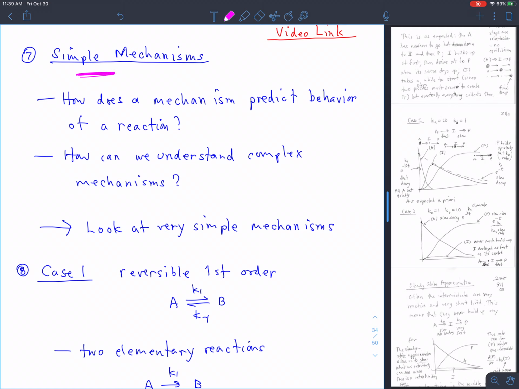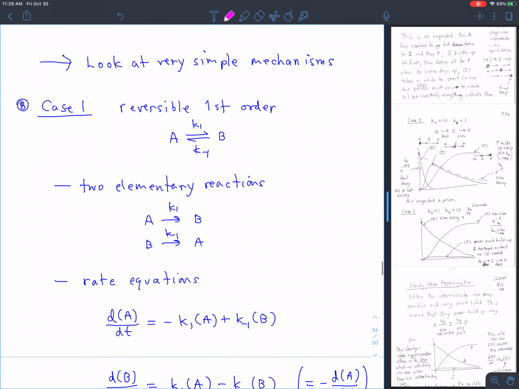We'll talk mostly about 2 different simple mechanisms, and then ultimately a third. And between those 3 simple mechanisms, understanding them reasonably well, we can get a pretty good idea for how even more complicated things behave. So the first simple mechanism we're going to look at I call the reversible first order mechanism. We can write it this way. This is the way you'll see it probably most often in textbooks and in the literature.